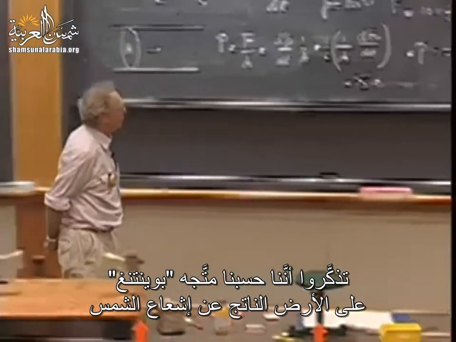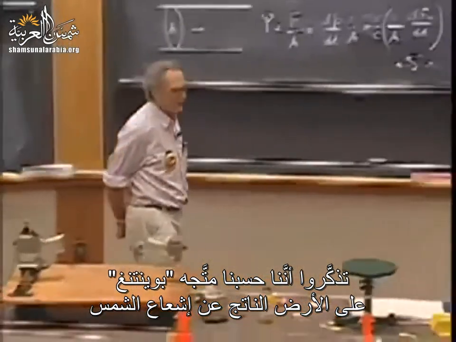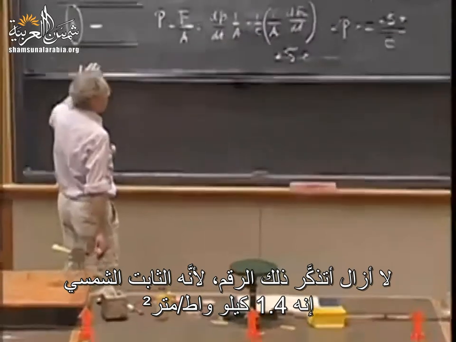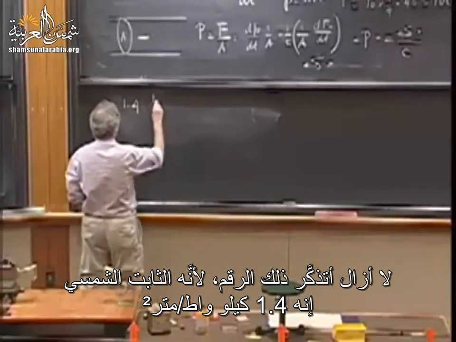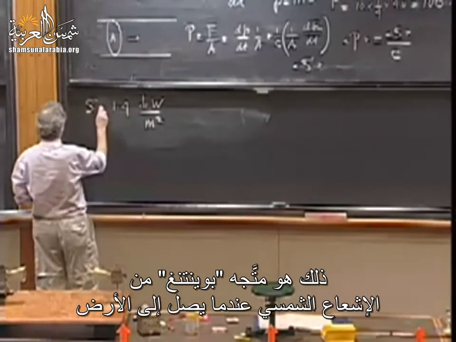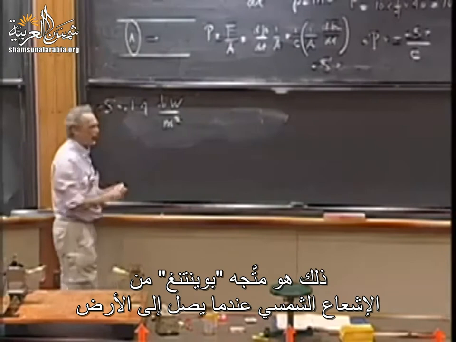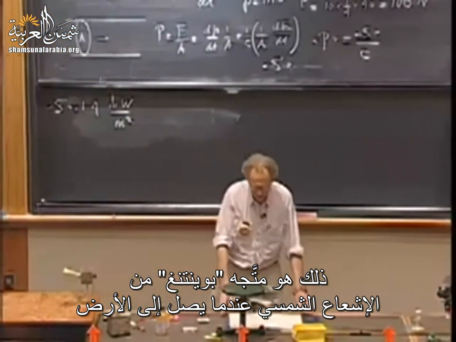Remember that we calculated the Poynting vector at Earth due to the radiation from the sun. And I still remember that number because it's called the solar constant. It's the famous 1.4 kilowatts per square meter. So that is the Poynting vector from the solar radiation as it reaches Earth. Joules per second per square meter.